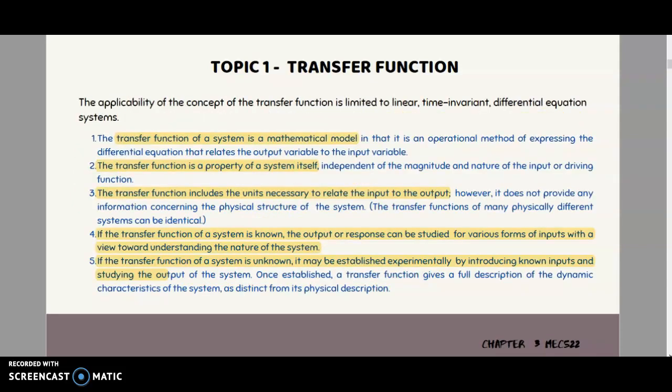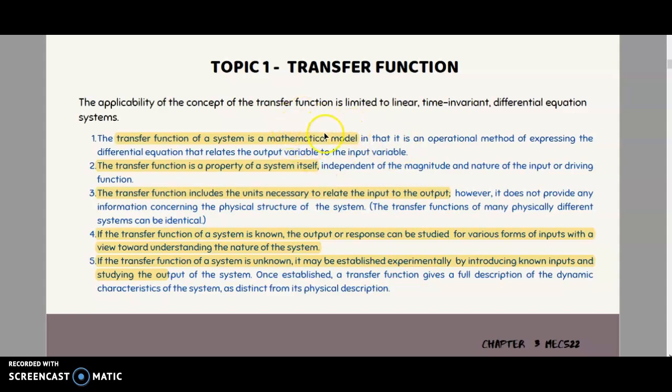This one is the applicability of the concept of transfer function. You can see here there are 5 concepts. First is a mathematical model. Basically, in the previous chapter, chapter 2, we defined the mathematical model to find the transfer function, so you know what the input and what the output is.